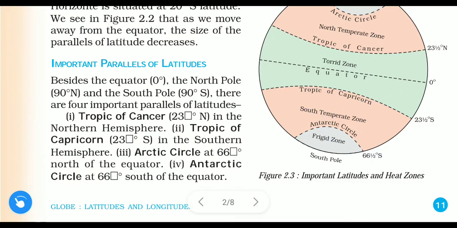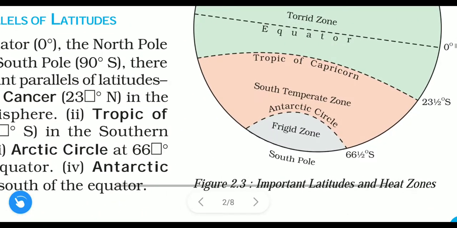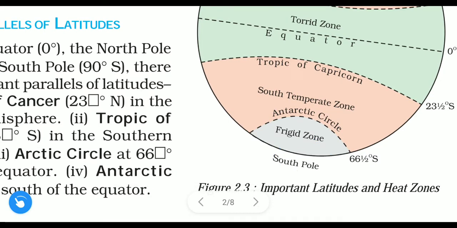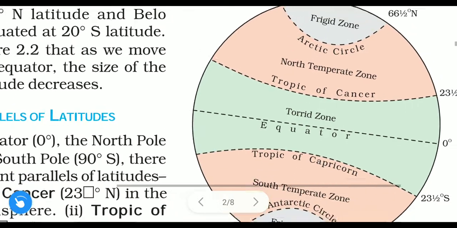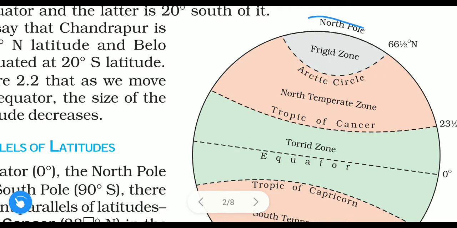Now the last one is the frigid zone. I will explain the frigid zone here. See, frigid zone means what? From the Antarctic Circle up to the South Pole, this is the frigid zone. Here the temperature is very low and the weather is very cold, that is why it is called the frigid zone. Similarly, from the Arctic Circle to the North Pole the temperature is very low, very cold, so it is also called the frigid zone.